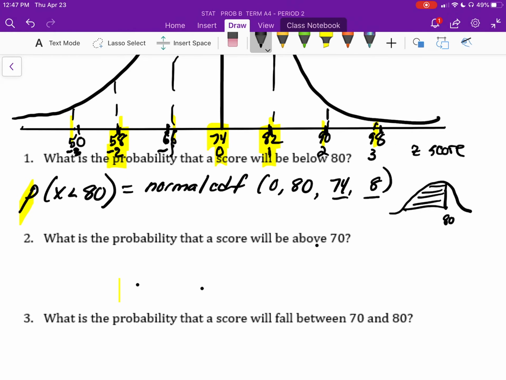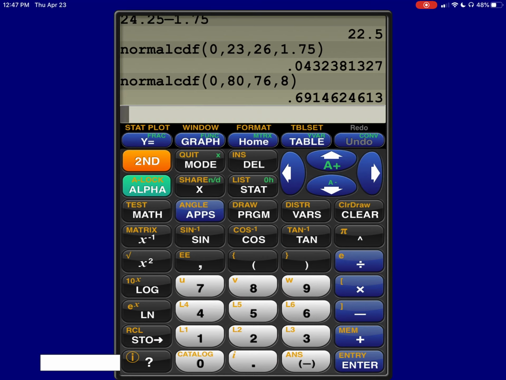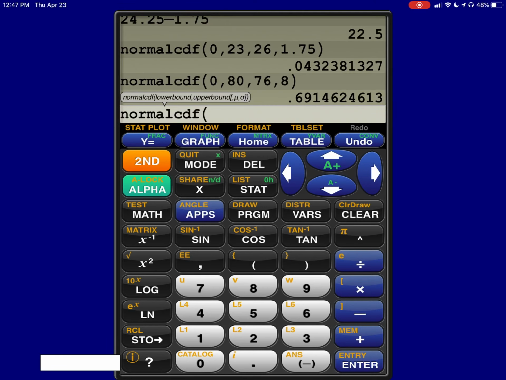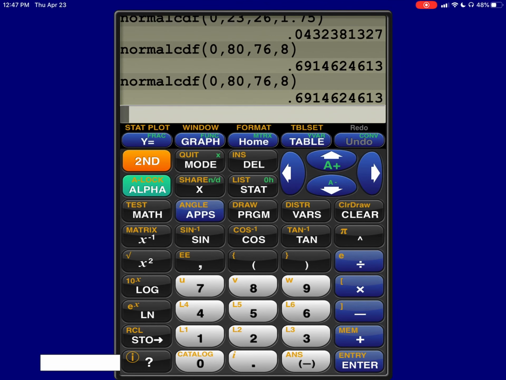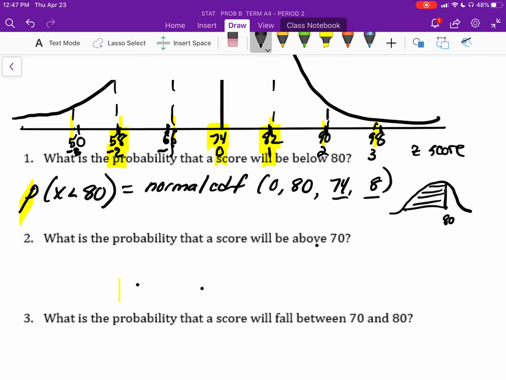So how do we get that answer? Well, I will show you. I'm going to go to our calculator. This is one of the calculators. And you can see I've already done it for you, but I'll show you how I got that. We're going to press second and then vars. And we use number 2. And 0 is our lower bound. In this case, that's the lowest score you can get. 80 is the upper bound. And for our distribution, the mean is 74 and the standard deviation is 8. And that comes out to be 0.69. So our answer to that question is 0.69, which would be 69%.